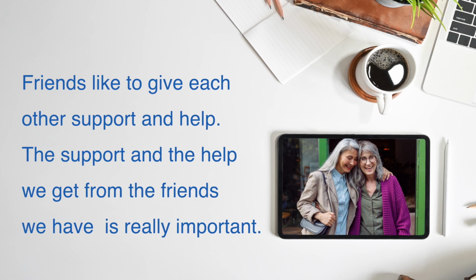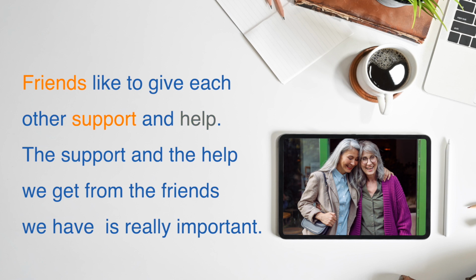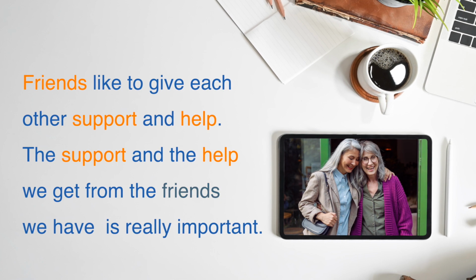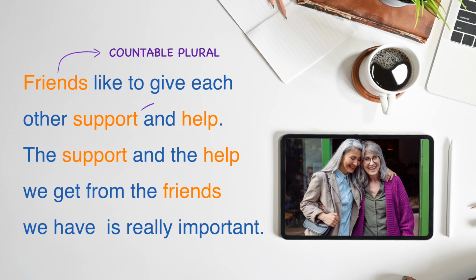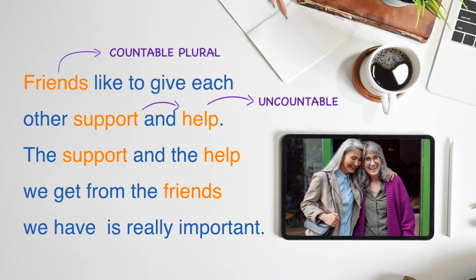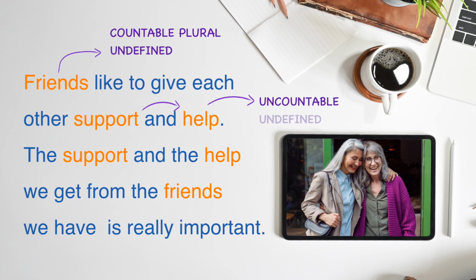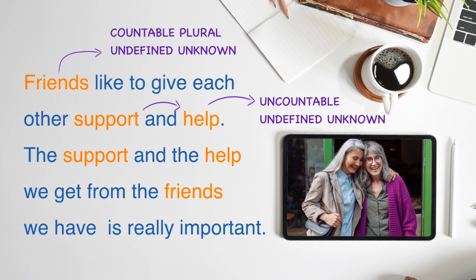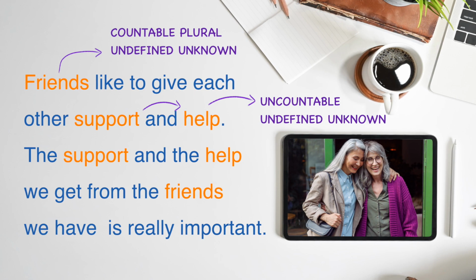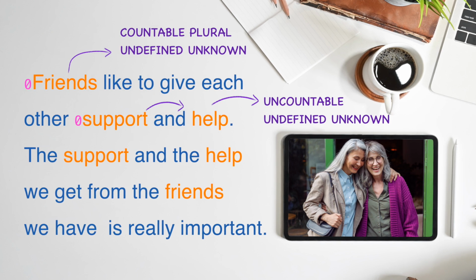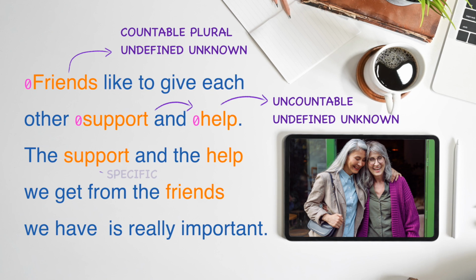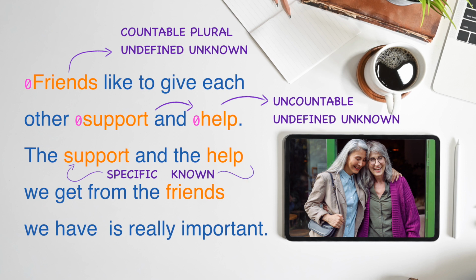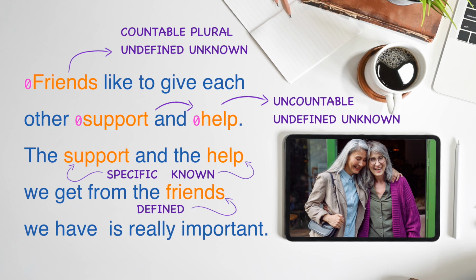Here, our nouns are friends, support, and help, which are all used twice. When we use friends, which is a plural countable noun, and support and help, which are uncountable nouns, for the first time, they are undefined or unknown to us in the context of the sentence. Therefore, we use an invisible zero article in front of them. However, when we go on to talk about the specific, already mentioned, therefore known or defined, support, help, and friends, we use the definite article the.